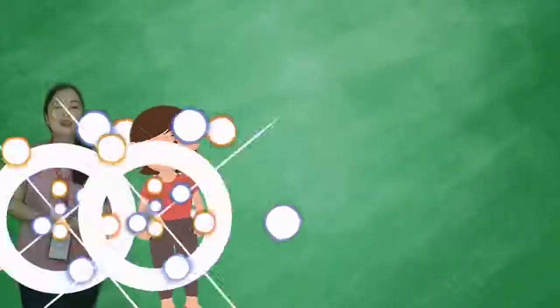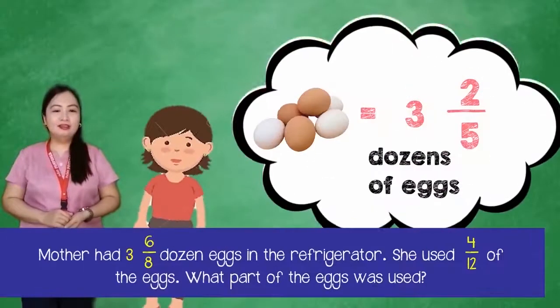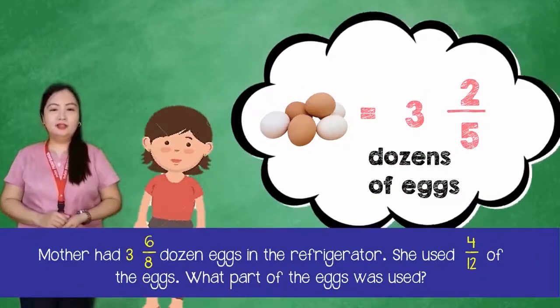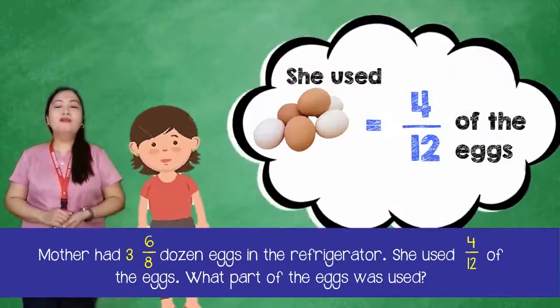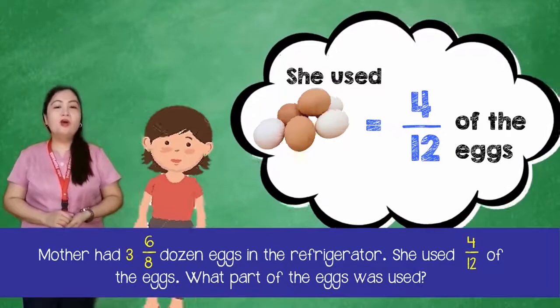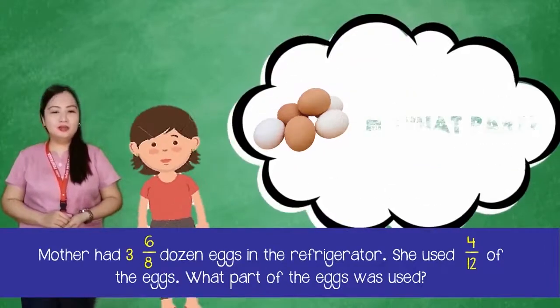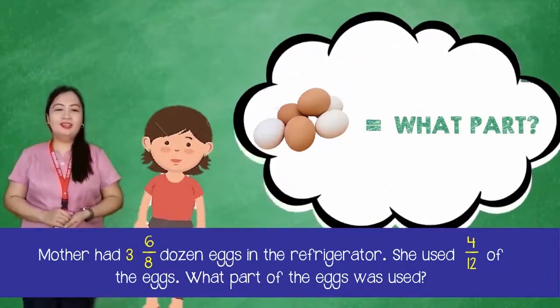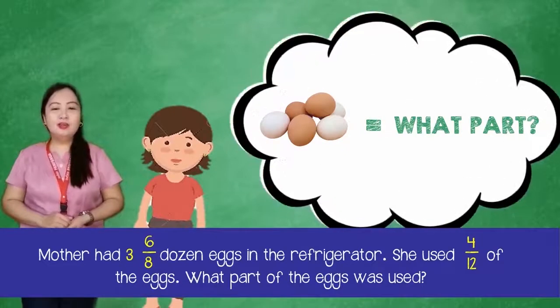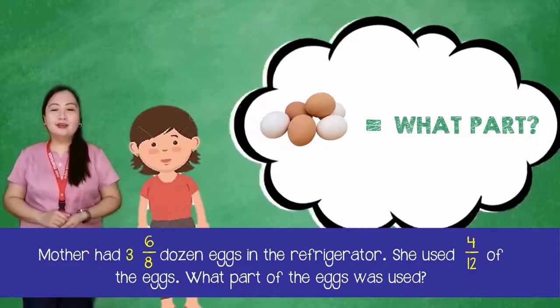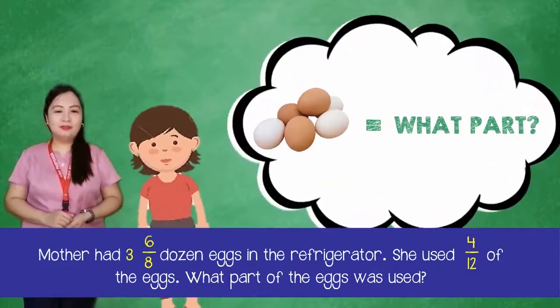Mother had 3 6/8 dozen of eggs in the refrigerator. She used 4/12 of the eggs. What part of the eggs was used? So Super K kids, before we can answer this problem, we need to analyze the steps in problem solving.